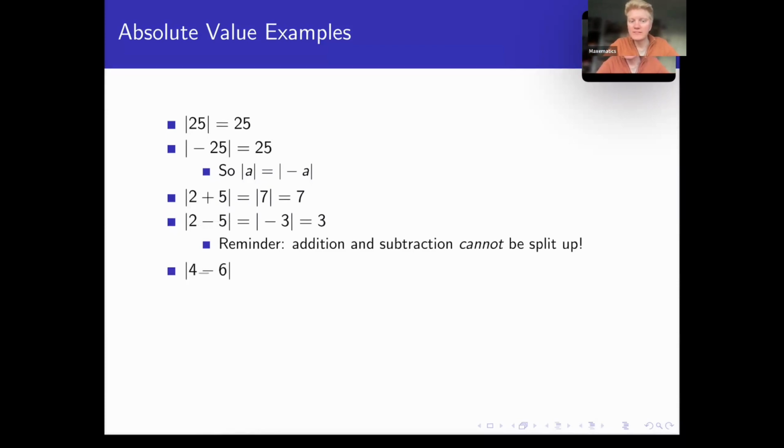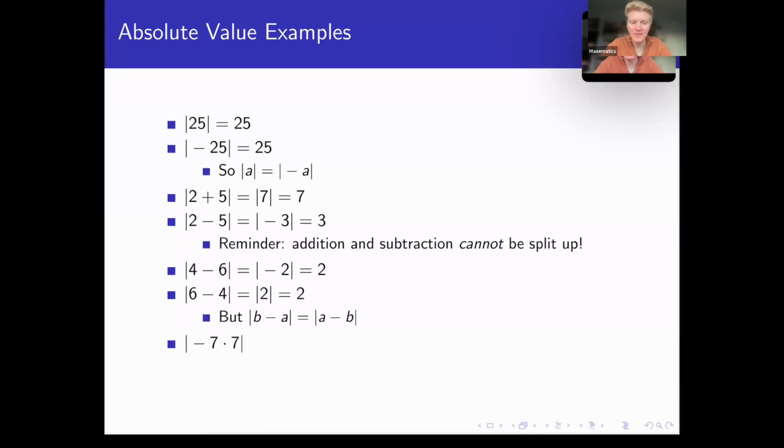Absolute value of 4 minus 6. Well, 4 minus 6 is negative 2. Absolute value of negative 2 is 2. And let's do the same thing, but do absolute value of 6 minus 4 instead, just reversing those two numbers. Well, 6 minus 4 is 2, and the absolute value of 2 is 2. So there's proof. Absolute value of B minus A is the same as the absolute value of A minus B.